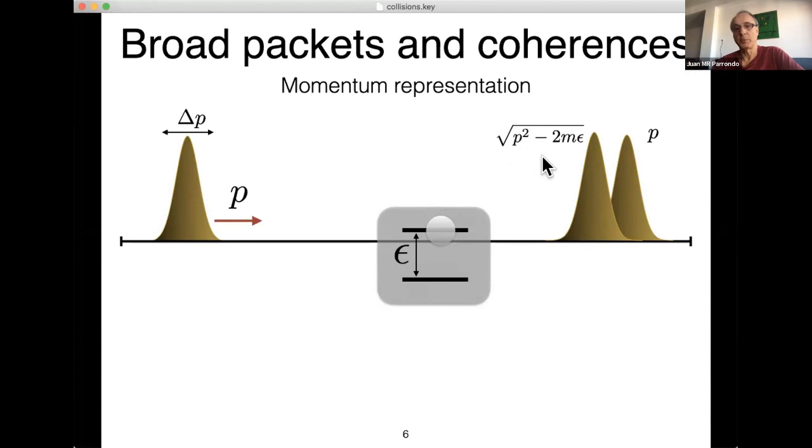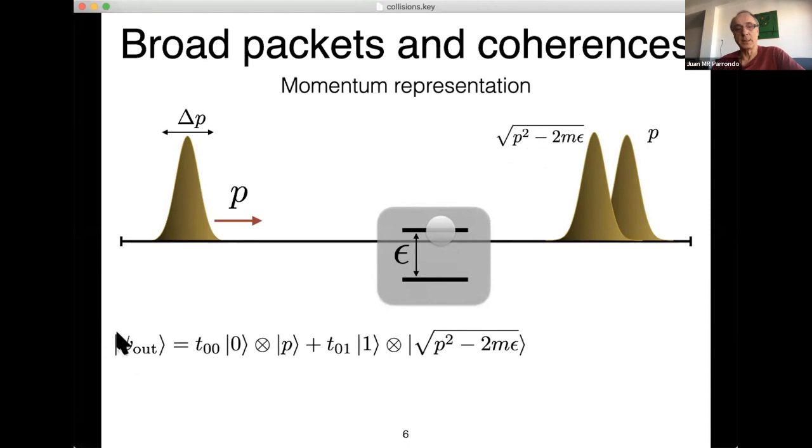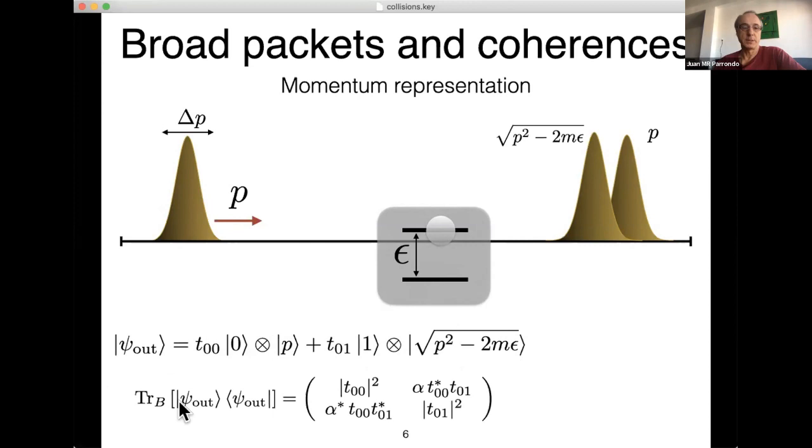So you can represent this as a quantum state, with some amplitude T00 for the first possibility and some amplitude T01 for the excitation. And P here means a wave packet centered at P, and this is a wave packet centered at the square root of P squared minus 2m epsilon. If we now trace out the unit, this is a very simple operation. You make this and then you make the trace. And what you have is the scalar, the norm of P, which is 1, times T0 squared.